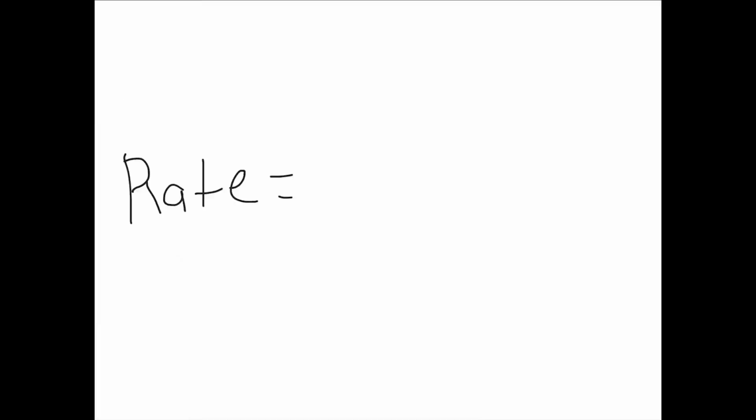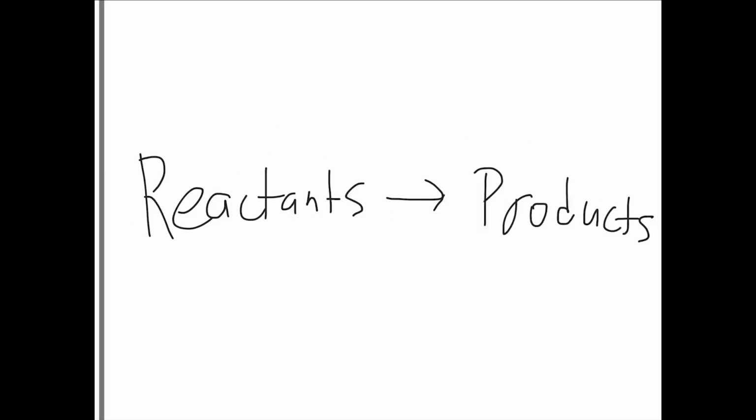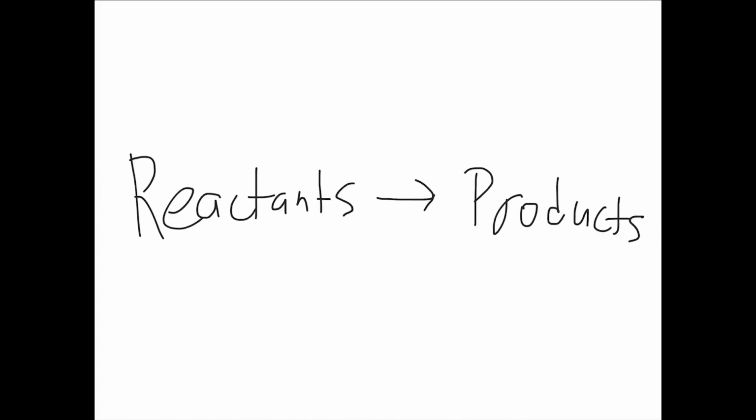The general formula of it is the change. The triangle is delta, and it just means change. So the change in amount of something over the change in time. And with these changes in amount and time, it would be the final minus the initial. So the formula for rate would be the final amount minus the initial amount over the final time minus the initial time.